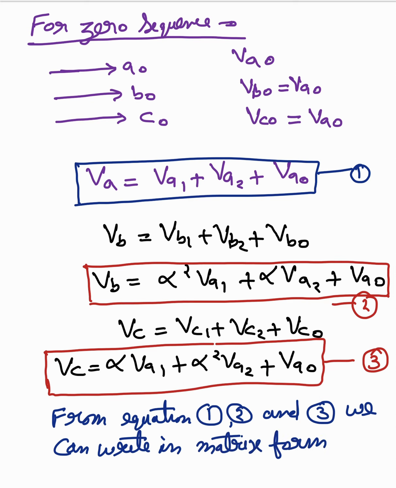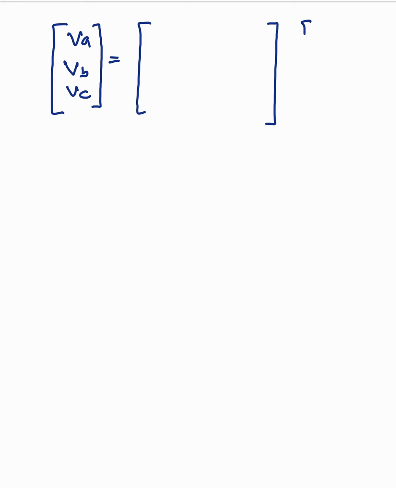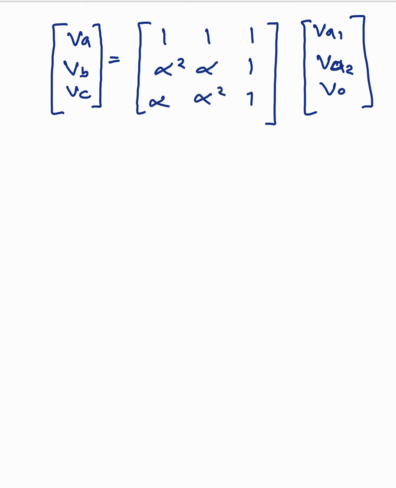We can write in matrix form. So we can write like this. What is the matrix form? We have written VA, VB and VC, and the operator we have separated into positive, negative and zero sequence. What are the positive, negative and zero sequence? The value is 1 1 1, alpha square alpha 1, alpha square 1. You can see that from the equation we have written like this.